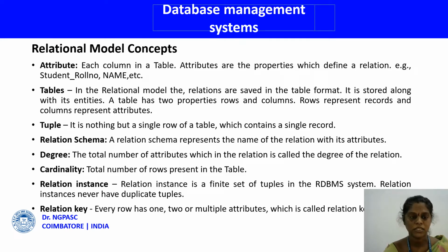A relation instance is a finite set of tuples in the RDBMS system. Relation instances never have duplicate tuples. So a relation instance is just a collection of tuples, but there are no duplicate tuples. And relation key: every row has one, two or more attributes that form the relation key.